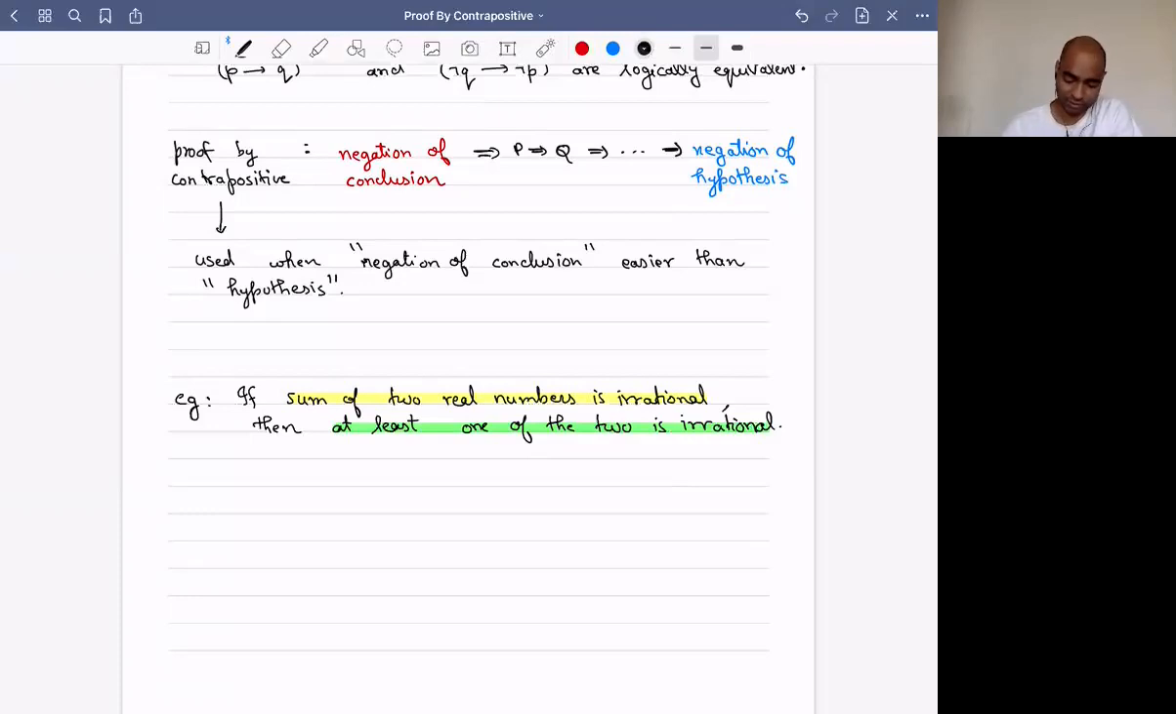Now, let's start with scratch work. Suppose I try to give a direct proof of this. Then my assumption would be that x and y are real numbers and x plus y is irrational. And my conclusion needs to be that either x or y or both, here "or" is used in the mathematical sense, is irrational.